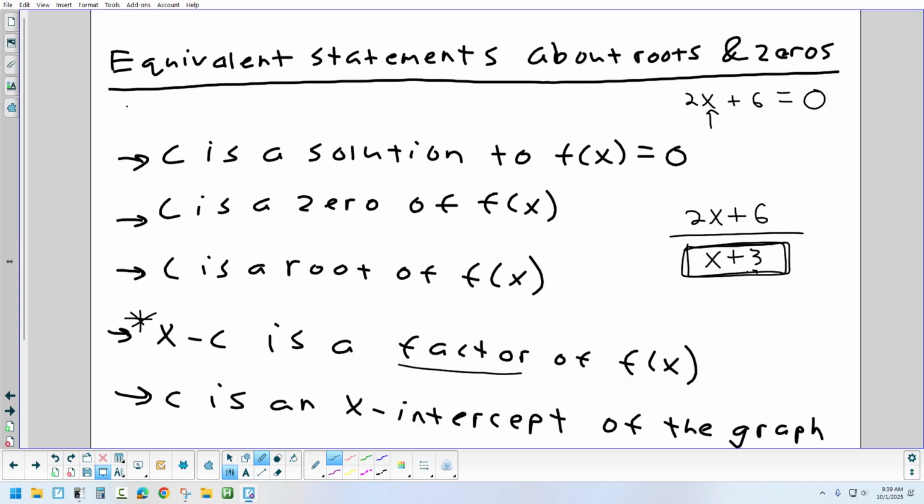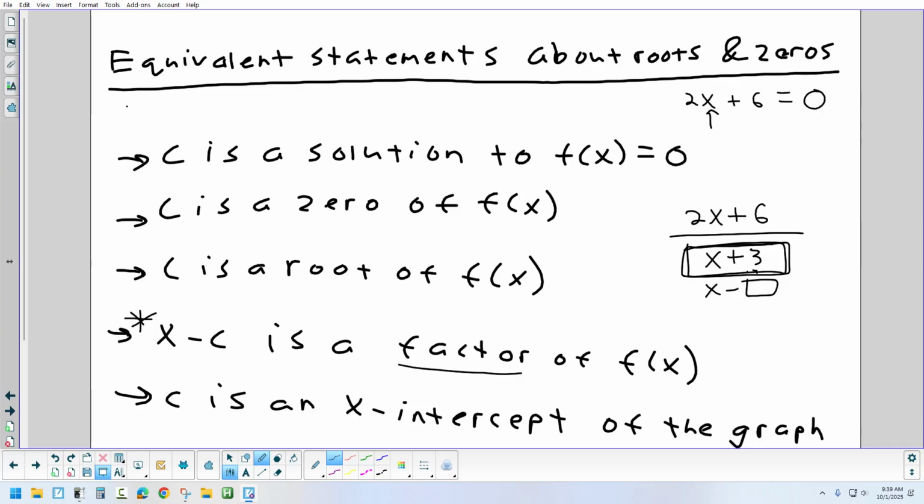So when you know that a number is a root, you automatically know that x minus that number has to be a factor. Okay, it has to be. Because you're plugging it in and you're getting 0. That's essentially your remainder.